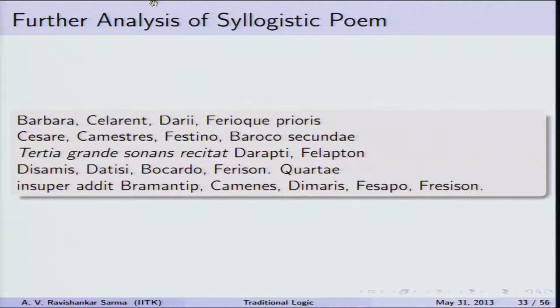And then Celarent: we look for the vowels here, that is E, A, E. Not only that, from the second stanza onwards, that is Cesare, Camestres, and so on, the consonants also convey some information. According to Aristotle, only the moods which fall under figure number 1 are considered perfect, whereas the ones which fall under the third and fourth figures, and even the second figure, are considered imperfect. So in this class we will talk about the reduction of syllogisms: whatever falls under figures 2, 3 and 4 can all be reduced to the moods in figure number 1.